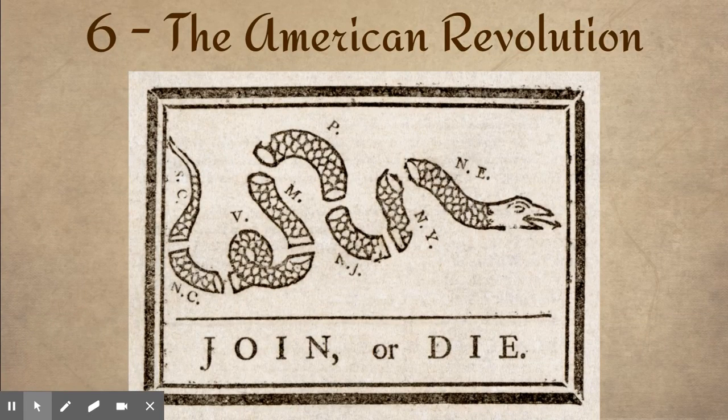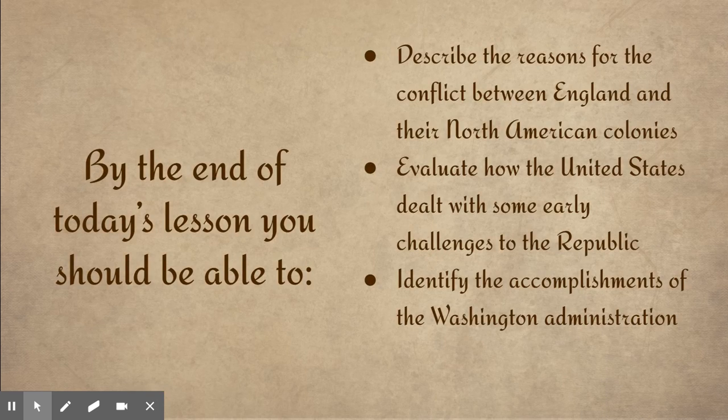Welcome to World History. Today we're going to give just the briefest overview of the American Revolution and the War for Independence. So, here are the things you need to know. You need to be able to understand what caused the war, the reasons for conflict between England and their colonies. You need to evaluate how the United States dealt with some early challenges to the Republic after independence, and then identify the accomplishments of the Washington administration, which would set the tone for the next approximate century of American history.